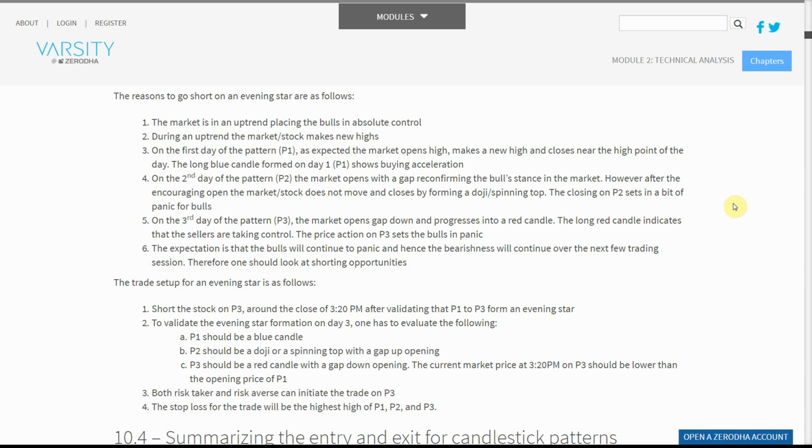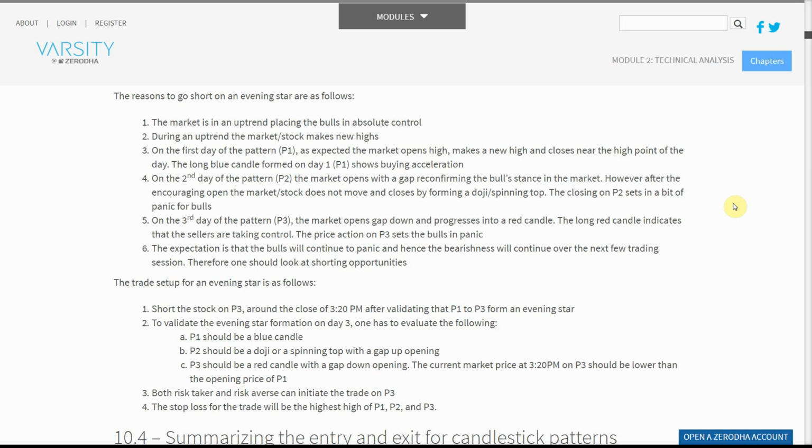The long blue candle formed on day 1, P1, shows buying acceleration. On the second day of the pattern, P2, the market opens with a gap reconfirming the bull's stance in the market. However, after the encouraging open, the stock does not move and closes by forming a doji, spinning top. The closing on P2 sets in a bit of panic for bulls.